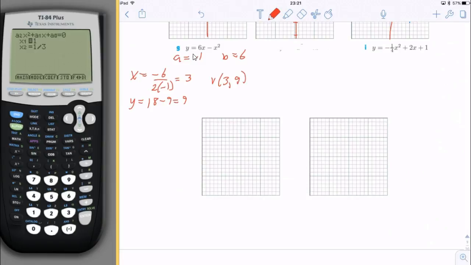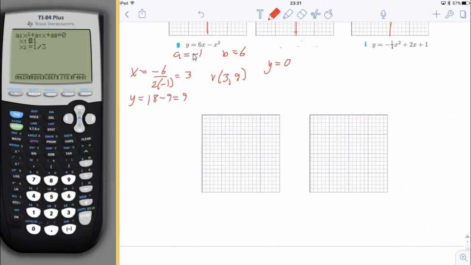And let's find the y-intercept, because that's always really easy. The y-intercept is equal to 6 times 0 minus 0. Hey, it's 0. Do we think that's weird? Okay, we can think back to our investigation, and actually that's not such a surprise.